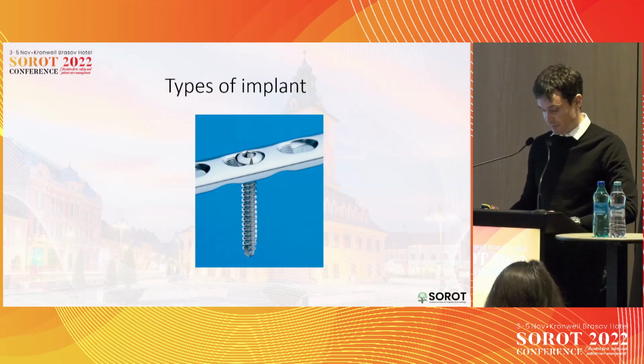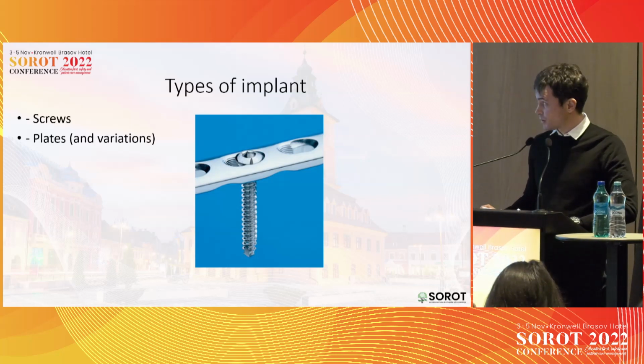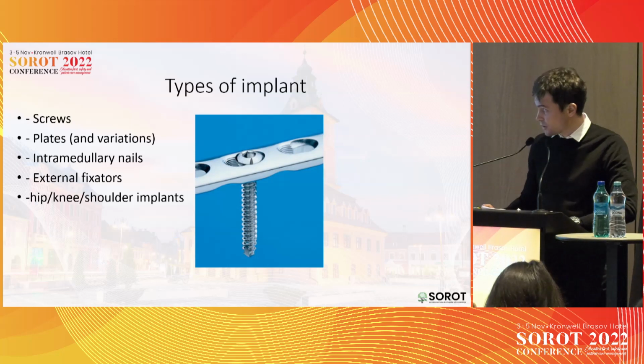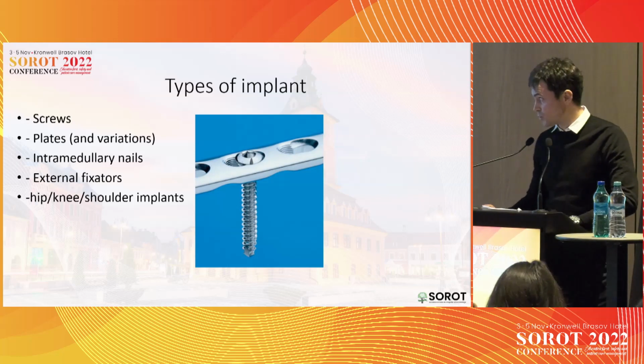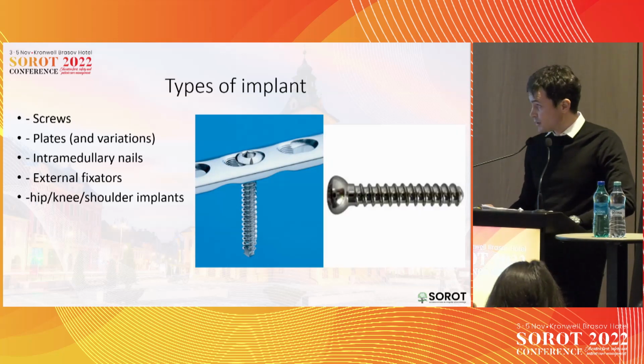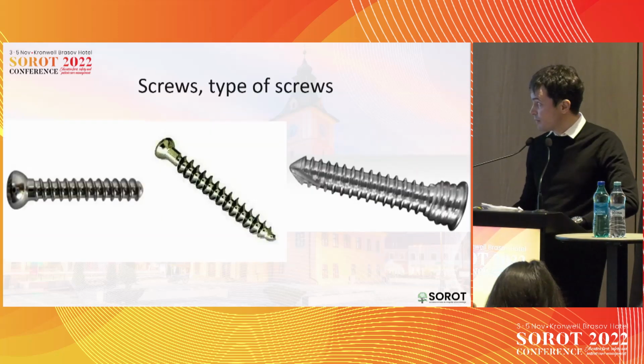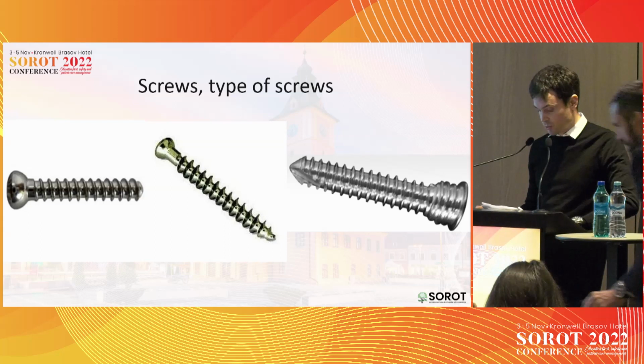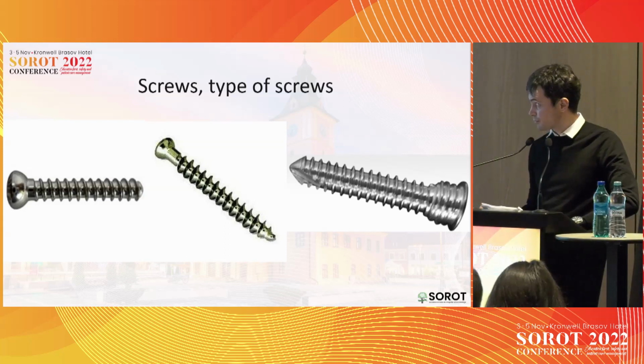So which kind of implants are frequently used in orthopedic surgery? We have, first of all, the screws, the plates, the intramedullary nails, external fixators, and hip, knee, shoulder implants, most of all. So we have different types of screws. There can be a cortical screw, cancellous screw, or locking screw.